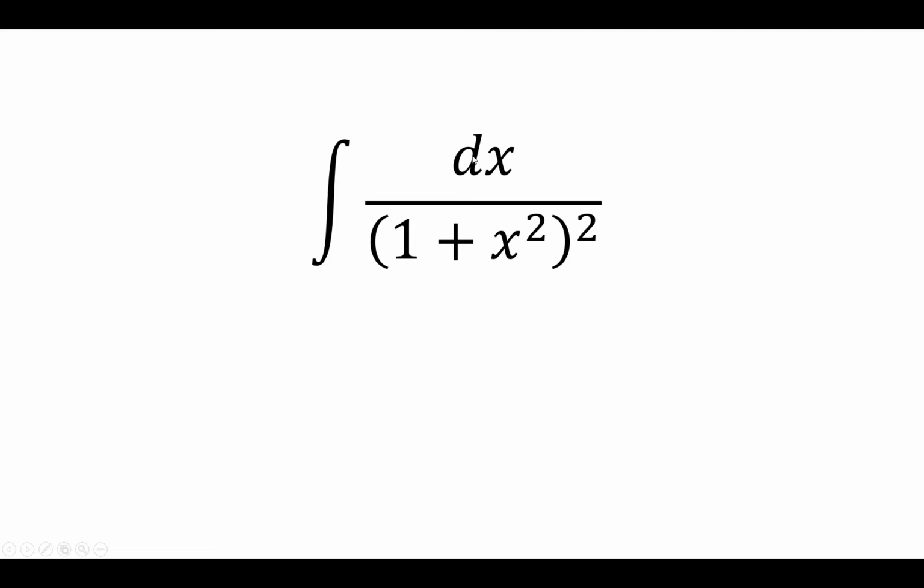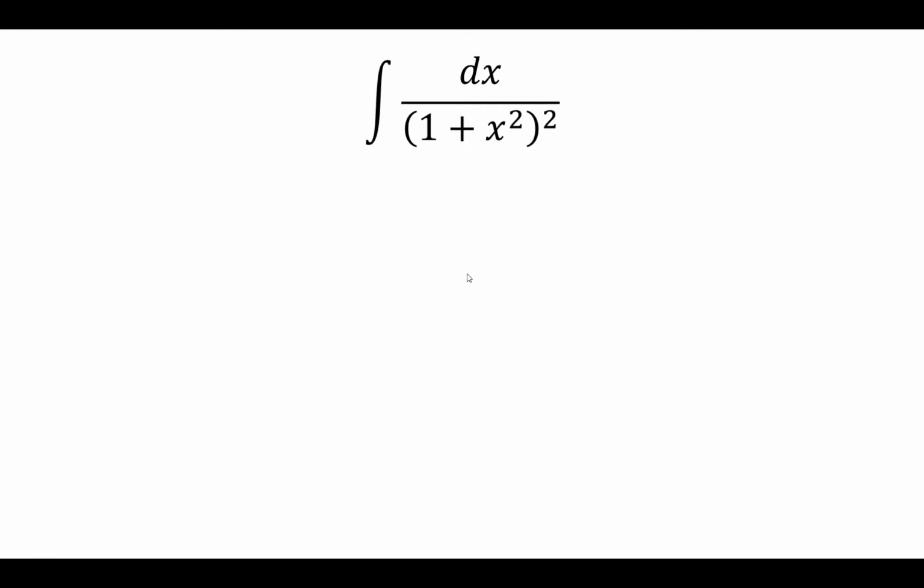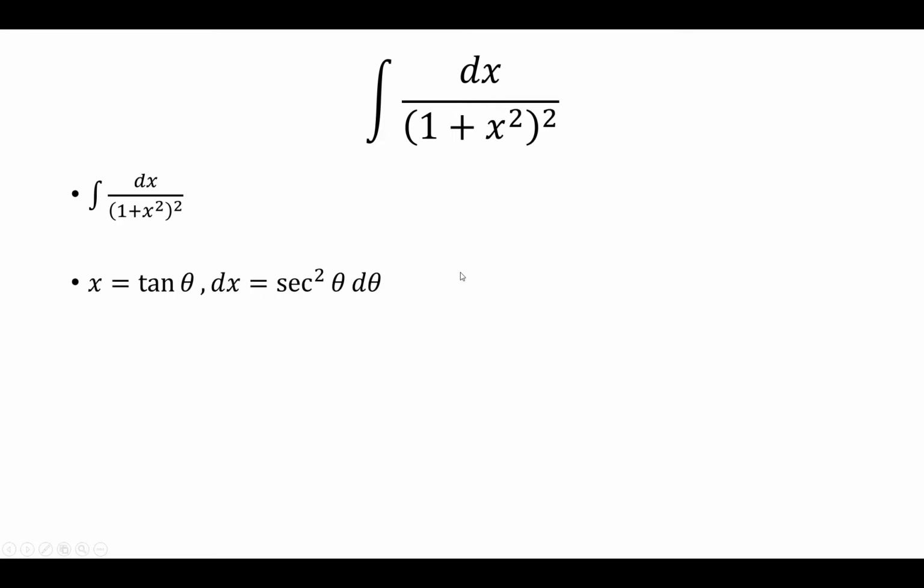In this video, we want to integrate dx over (1 plus x squared) quantity squared. The way we're going to do this is by making a trig substitution. So we'll let x equal tangent theta. So dx is secant squared theta d theta. So we're going to replace the top with secant squared times d theta. The denominator just becomes (1 plus tangent squared) quantity squared.